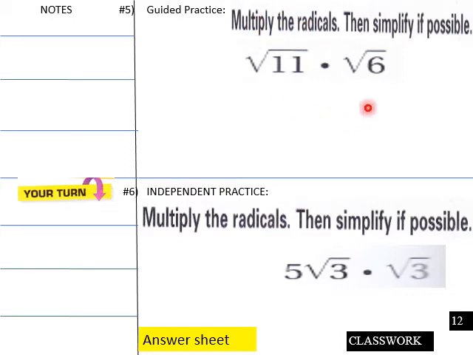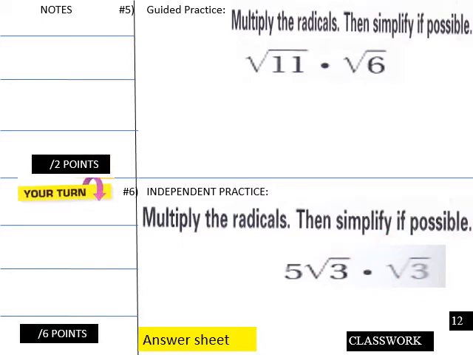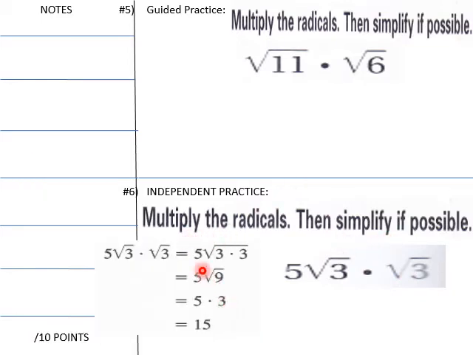Multiply the radicals and simplify. So down here on our independent practice, 5 times square root of 3 times square root of 3. What in the world would that be? Well, what's radical 3 times radical 3? That'd be 3. So it'd be 5 times 3 times 3, which is 9. And then radical 9 would be 3. So we get 5 times 3 equals 15. That's using your product property of radicals.